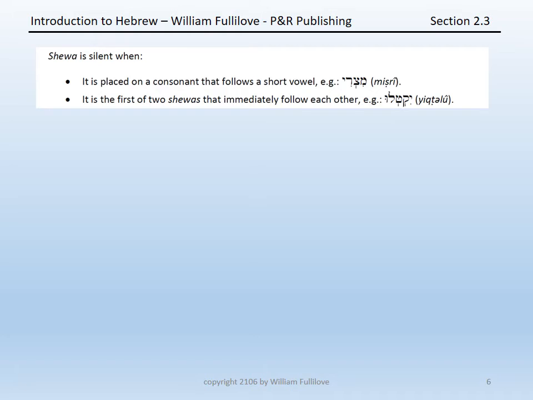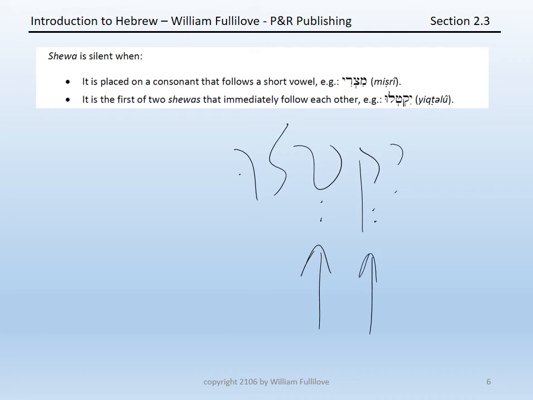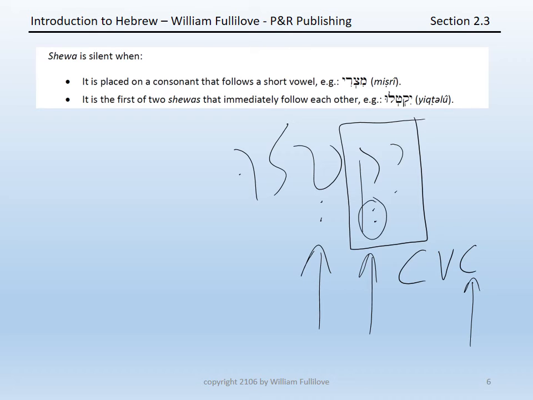Second, a schwa will be silent when it is the first of two schwas that immediately follow each other. Returning to the word yik'ta'lu, the second of the two schwas was vocal, as we said earlier. The first is silent. It closes the syllable yik. So again, we have a closed syllable, consonant, vowel, consonant, and the schwa under the second consonant, in this case the kof, is a silent schwa.